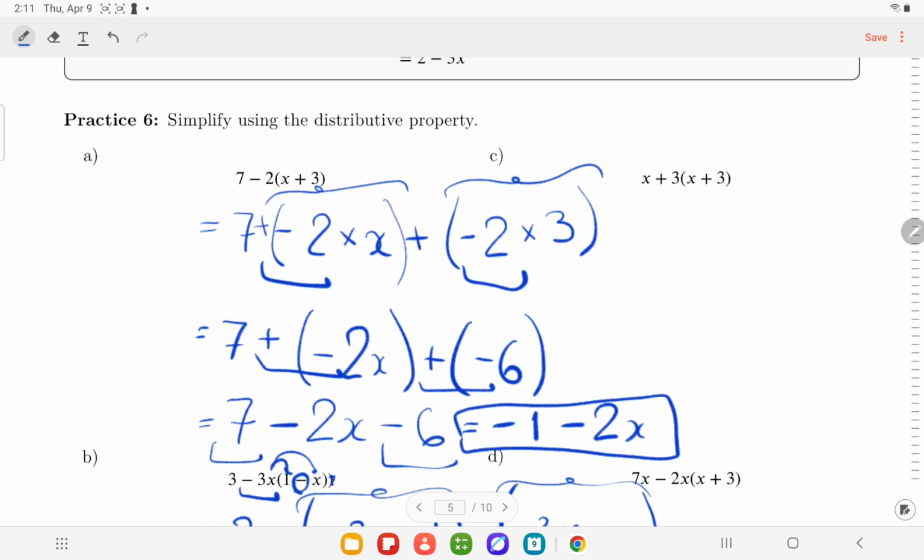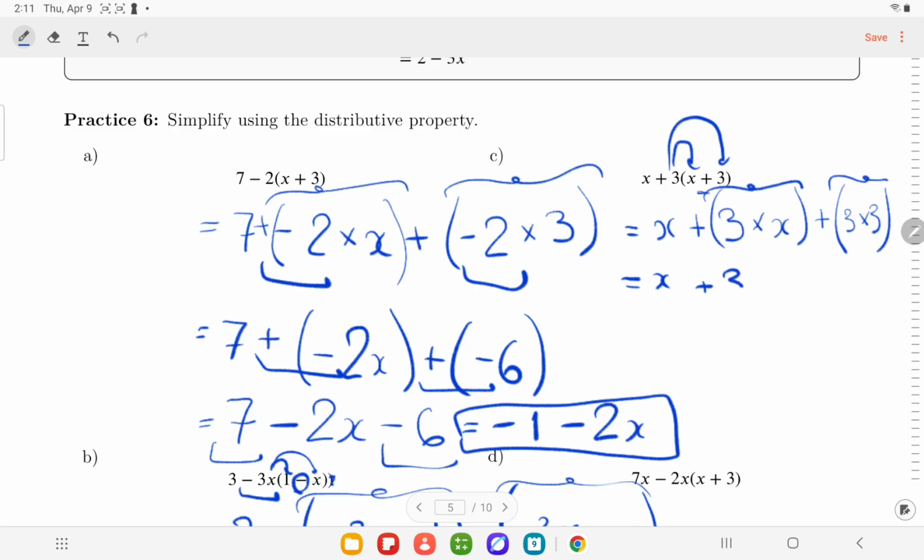Here there is no negative, so we're only multiplying the 3 into the bracket. So we end up with 3 times x and then plus 3 times 3. So we do the brackets first. And these two are like terms, so we can add them together. And our final answer is 4x plus 9.